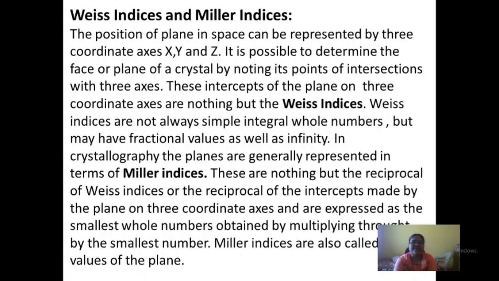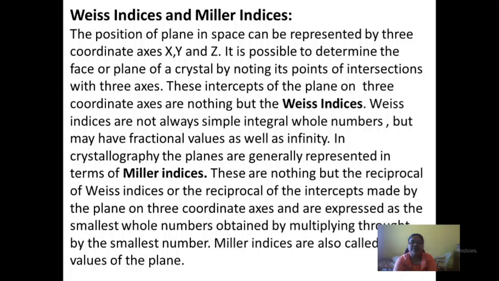Now, the Weiss indices and Miller indices. The position of a plane in space can be represented by three coordinate axes x, y, and z. It is possible to determine the face or plane of a crystal by noting its points of intersection with three axes. These intercepts of the plane on three coordinate axes are nothing but the Weiss indices. Weiss indices are not always simple integral whole numbers but may have fractional values as well as infinity.